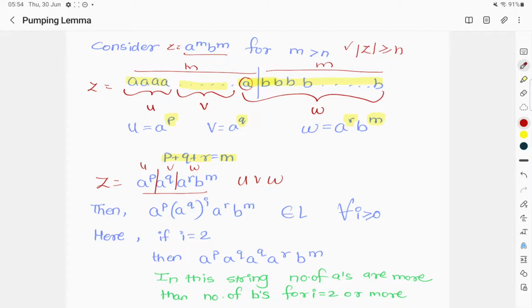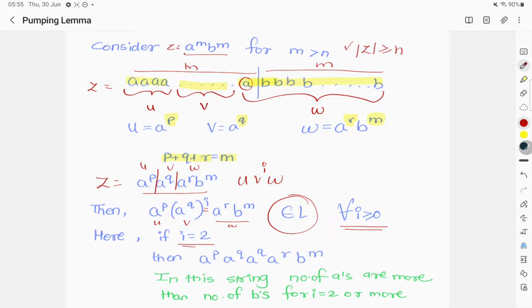Now we are checking the condition. What is the condition? U V raised to I W should stand for all the values of I which are greater than or equal to 0. So here this is U, this is V raised to I, and this is W. So now I am pumping this V for more number of times. What is the value of I? I can take 0, 1, 2, 3, whatever. Every value should be a member of the given language. Okay, so now I'm just assuming some value.